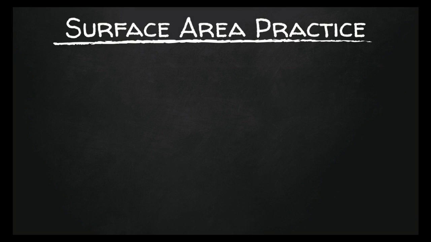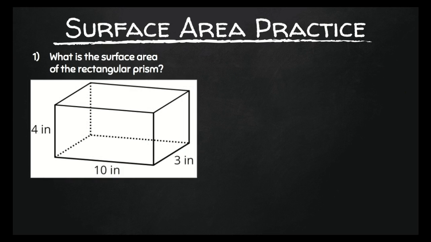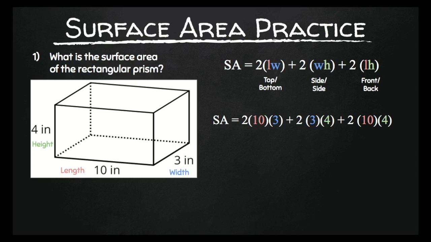Let's take a look at one more problem. What is the surface area of the rectangular prism? Again, we've got 3 dimensions here, and we're going to use the same formula because it is still a rectangular prism. Here is my formula. I have the top and the bottom, the 2 sides, and the front and the back. I'm going to label the length, the width, and the height in my drawing here. Then I'm going to take those numbers and replace them with the variables in my formula.